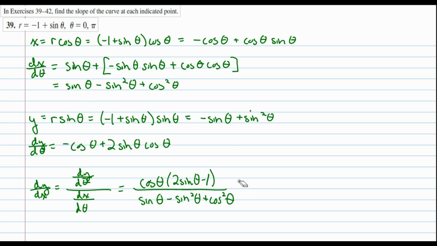And they want that at both θ equals 0, and θ equals π. Well, at θ equals 0, if I plug in 0 for θ, pretty straightforward calculation, I get the slope equals negative 1. And then at θ equals π, I plug in, again, pretty straightforward, I get the slope equals positive 1.